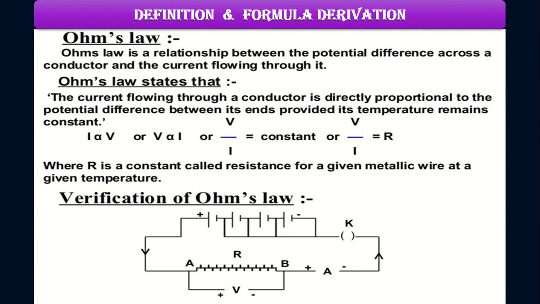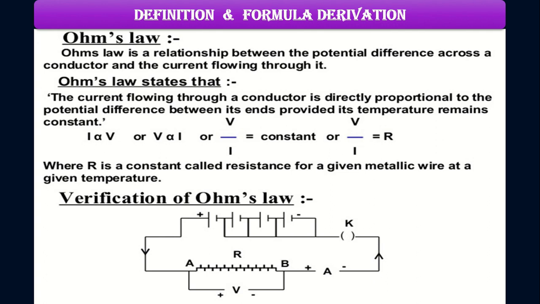V is directly proportional to I, but it is not equal to I. There is some resistance to the flow, so that resistance is called a constant. When we include that constant, we get V is equal to IR, where R is the proportionality constant. And this is a circuit which we used for the verification of Ohm's law.